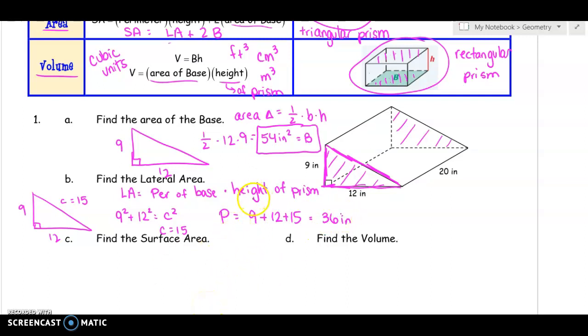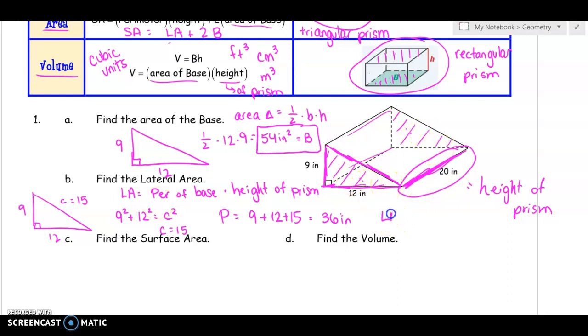The height of the prism is going to be the distance between the 2 bases. So we're not talking about the height of the triangle. We're talking about the height of the prism. So the distance between these 2 triangles would be this guy, or this guy, or this guy. But the only one that we have a number by is this one. So this 20 is going to be the height of the prism. It doesn't look like it because it's laying on its side, but that is the height of the prism. It's the distance between the 2 triangles.